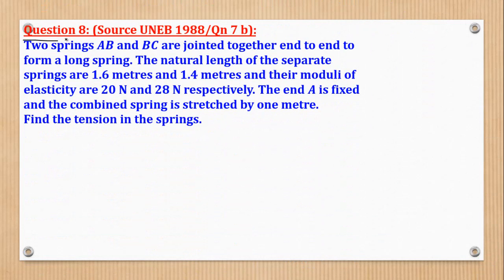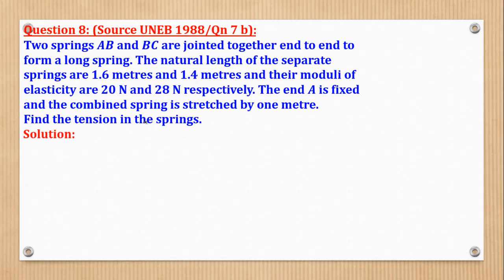So now we shall go to question 8, which came from UNEB 1988, paper 2, question 7b, and it says, two springs AB and BC are joined together end to end to form a long spring. Okay, the natural length of the separate springs are this and this, and their modulus of elasticity are this and this respectively. The end A is fixed and the combined spring is stretched by 1 meter. Stretched by 1 meter. Know that word. Find the tension in the springs.